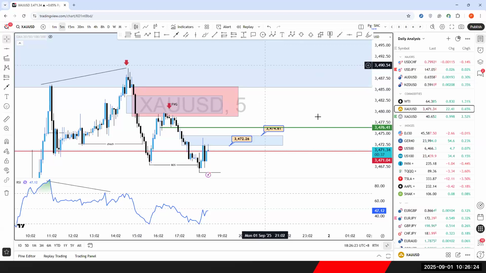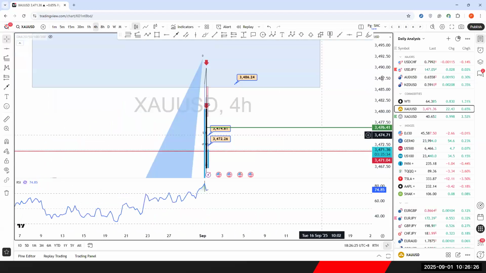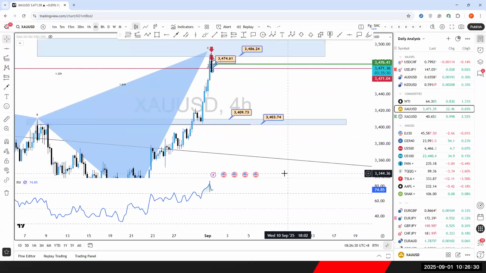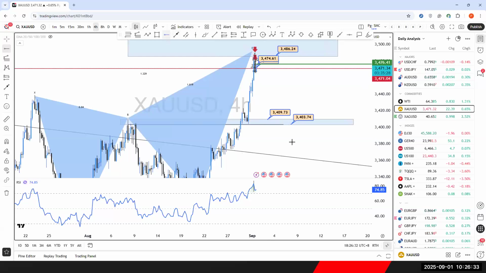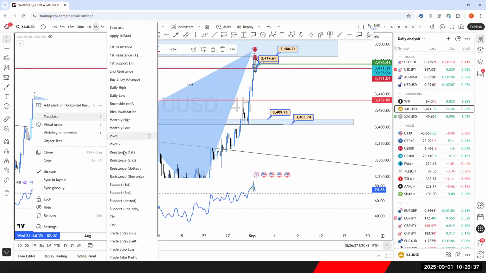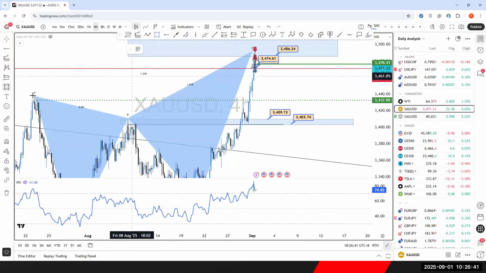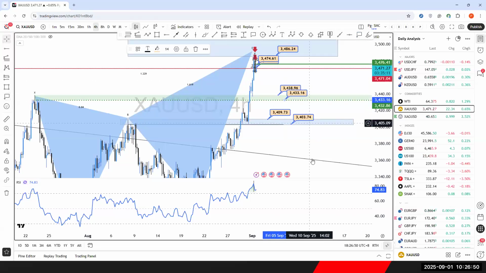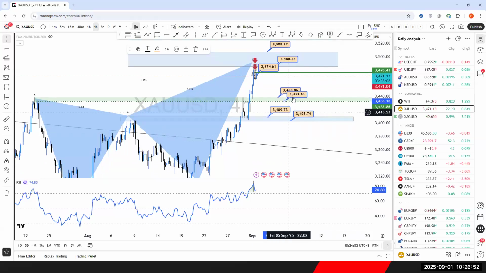Where is a good area to buy gold? This zone. First, this is gonna be the first support. This is the zone that you need to monitor. If you see the confirmation, you're gonna buy at this level. This zone. Buy, first buy, second buy.